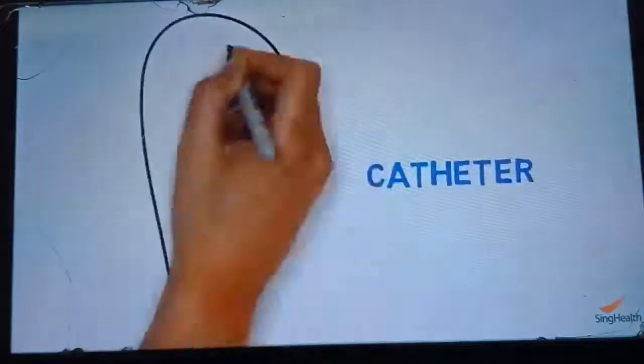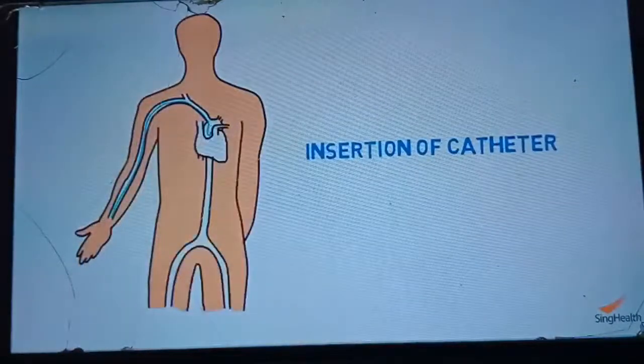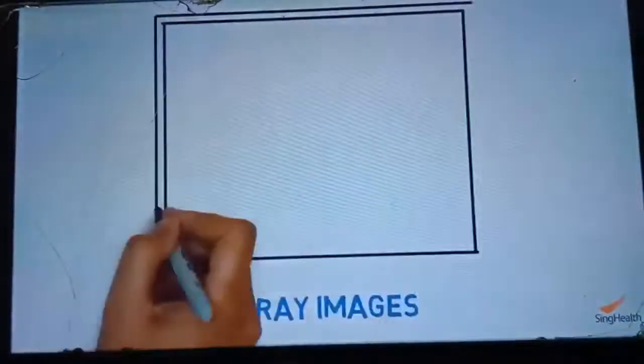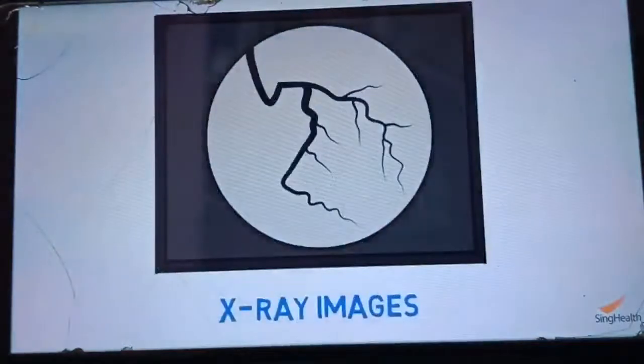The area is first cleaned and then a local anesthetic will be given to numb the area. A wire and a small soft plastic tube will then be inserted through a blood vessel towards the heart using X-ray guidance. After entering the blood vessels of the heart, dye will be injected into both coronary arteries. Moving images of the arteries would be taken using X-ray. Another tube may also be passed into the left heart to assess the heart function.